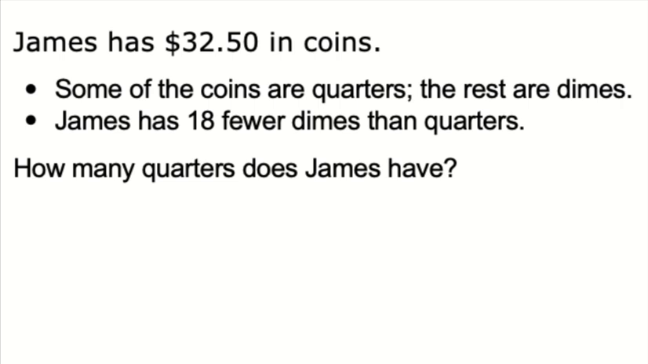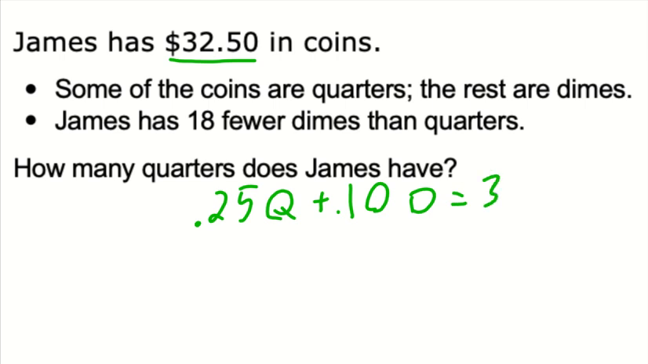Aiden, what you got? 98 is correct. So you need to get your two equations. We got 3250 with quarters and dimes. So we got 0.25 with quarters, 0.10 with our dimes, equals our 3250. 18 fewer dimes than quarters.